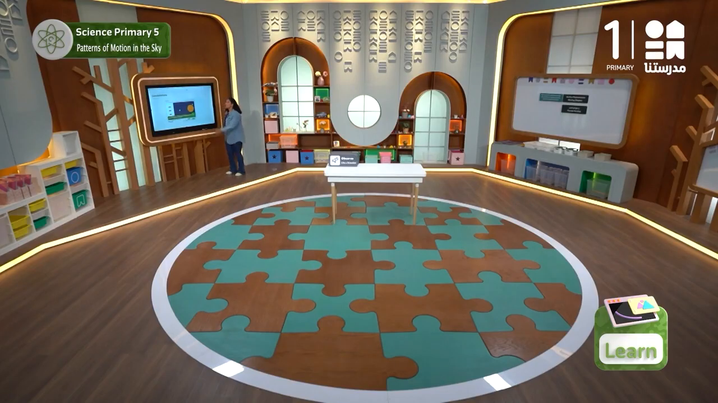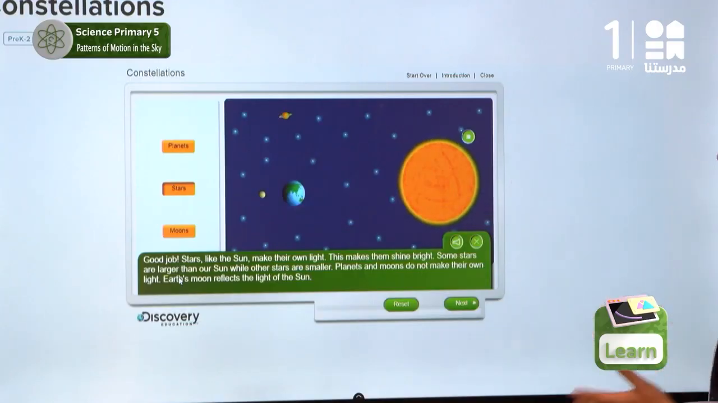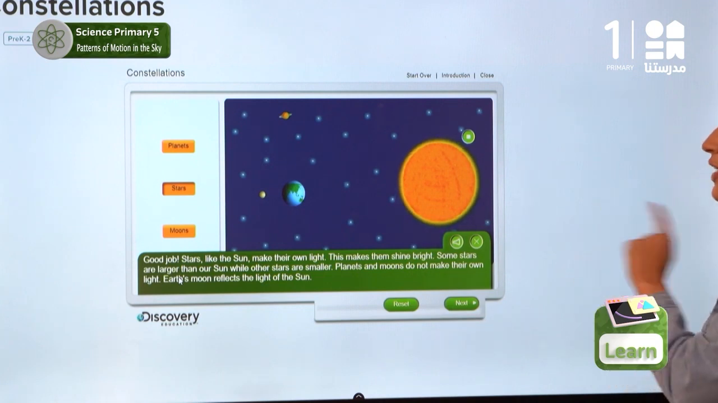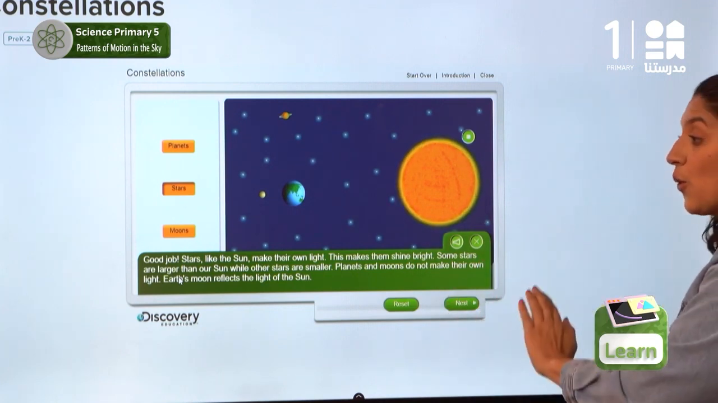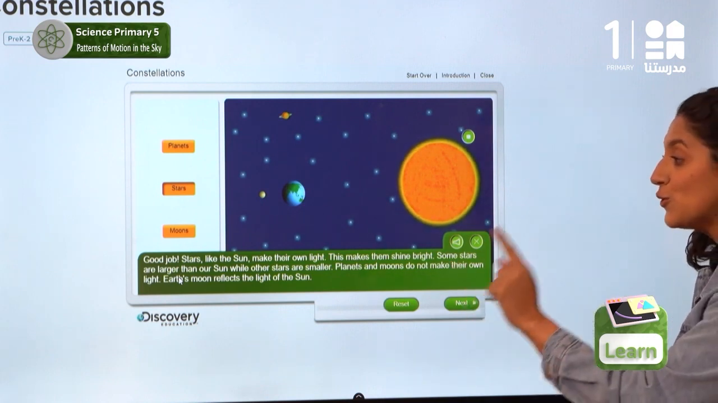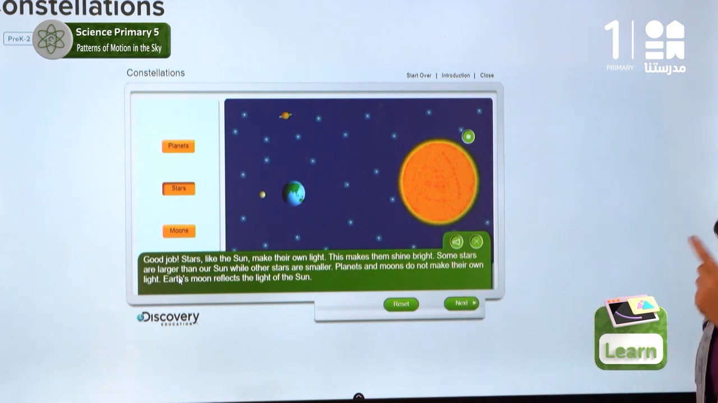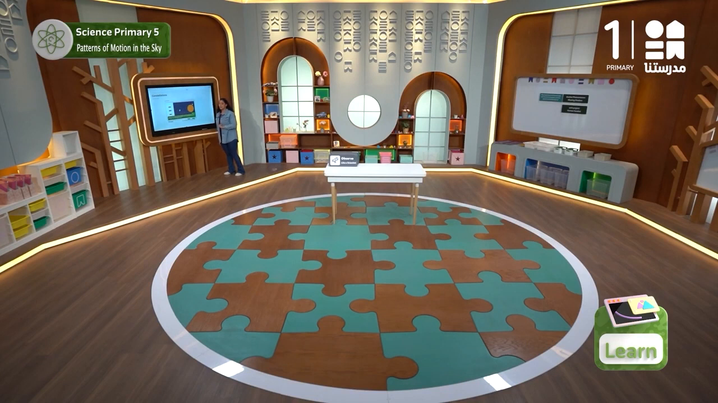Good job. So stars, like the sun here, make their own light, and this makes them shine even brighter. But some stars are larger than our sun, while other stars are smaller than the sun. Planets and moons do not make their own light, and Earth's moon reflects the light of the sun, just like what we discussed. Now let's move on to the next part.